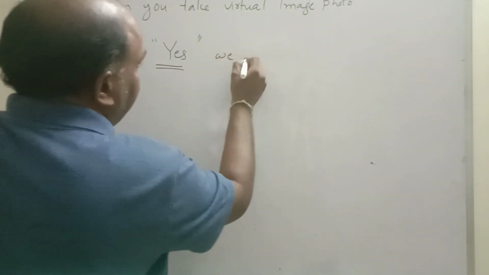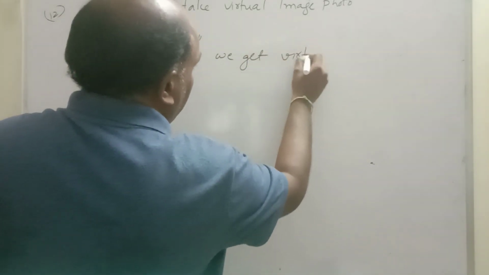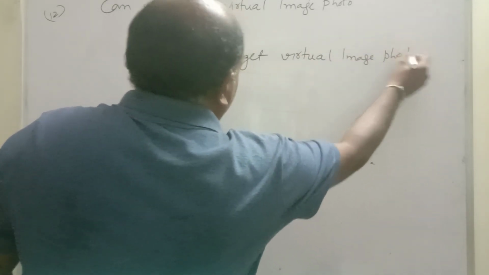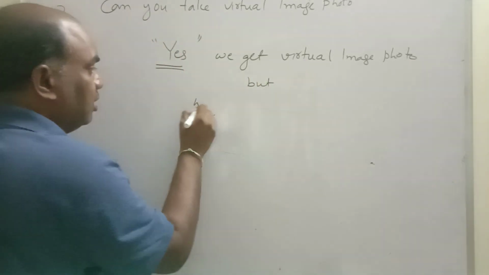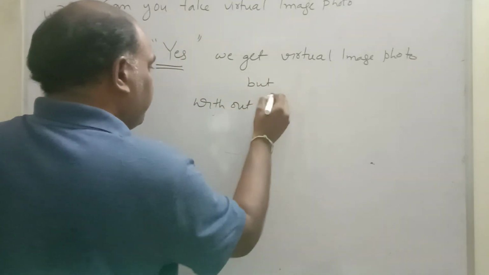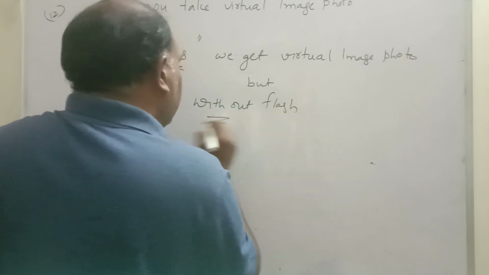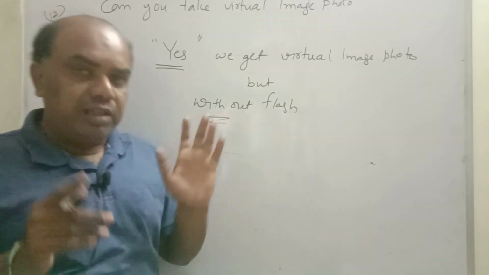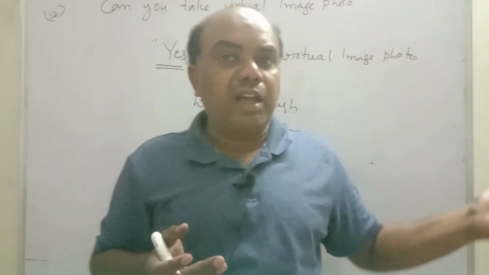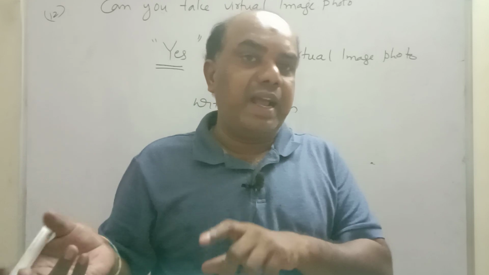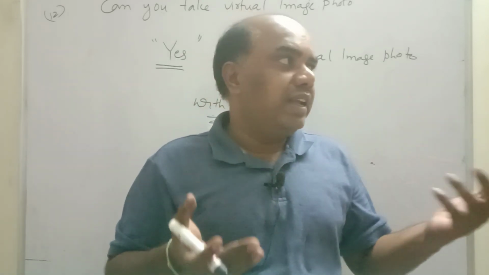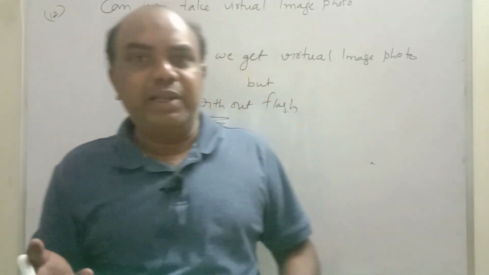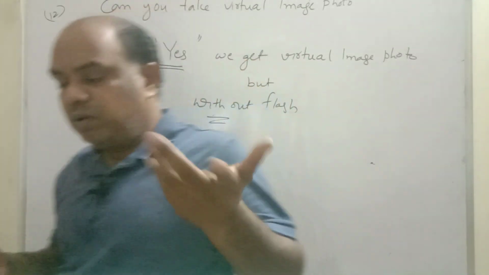yes, we get a virtual image photo, but what is the condition? Without flash. If flash is there, you will not get a clear picture. If without flash, you will get the exact picture. If you have any doubt, you stand in front of a plane mirror, you ask your mom or dad to capture your image, you will get the image clearly. Suppose it is a triple mirror, you will get 3 different images, but without flash. If flash is there, you will not get the image.